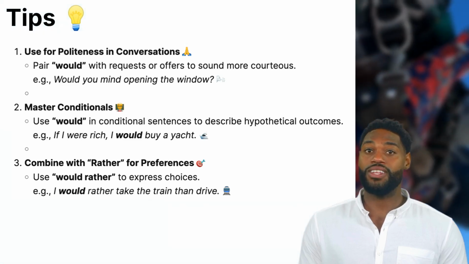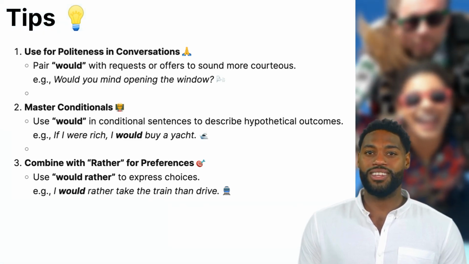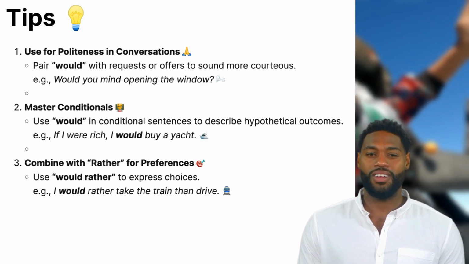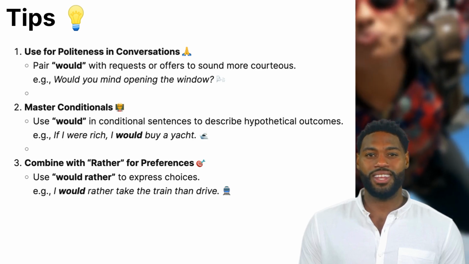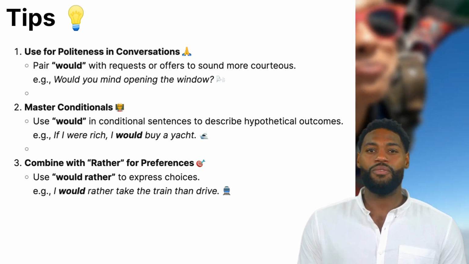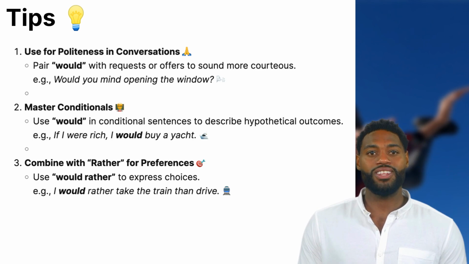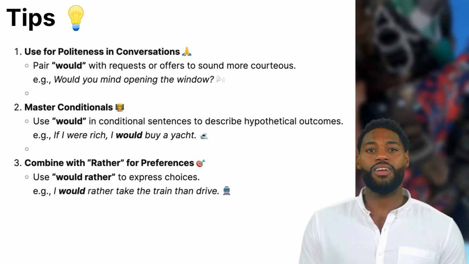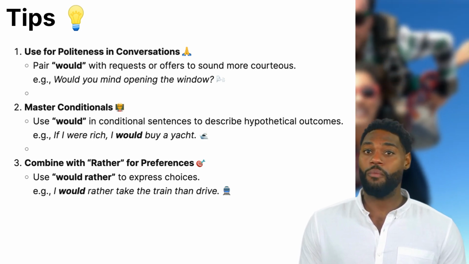Now that you know the different ways to use would, let's go over some essential tips to help you use it naturally and correctly in conversations and writing. 1. Use for politeness in conversations. Pair would with requests or offers to make your speech sound more polite and considerate. Example: Would you mind opening the window? This is more polite than saying, open the window.